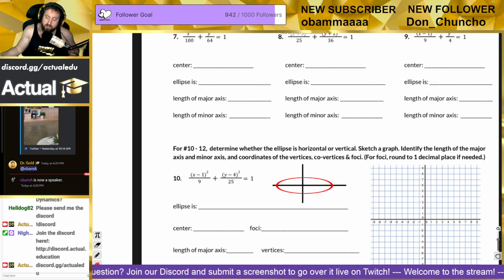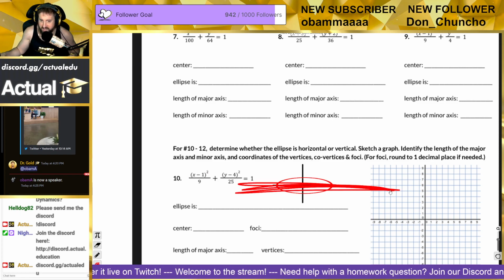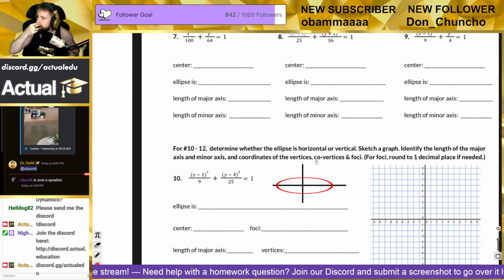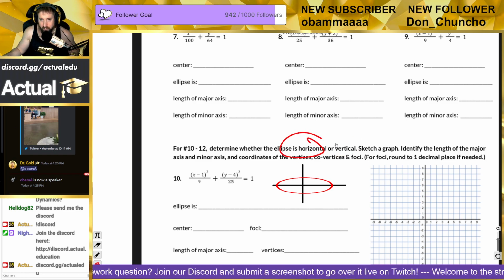Okay. All right. So the length of these things, by the way, is proportional to what these are. If the number underneath the x is greater, that means it's stretched more in the x. If the number under the y is greater, that means it's stretched in the y direction more. So is that one stretched in the y more? Good. So is this a horizontal or a vertical ellipse? Vertical. This one's vertical.